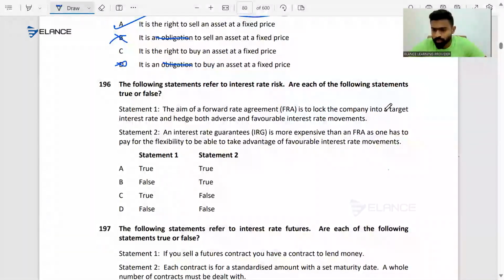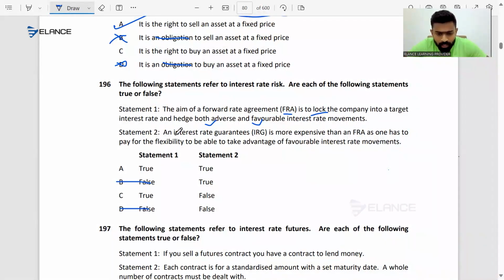Question 196. Please go for it. True or false? I'll wait. See, we need to say true or false. The aim of FRA is to get locked into a target interest rate, which will protect us from adverse movement, and we will lose the opportunity to take the favorable movement. It's a true statement. So A has to be true.